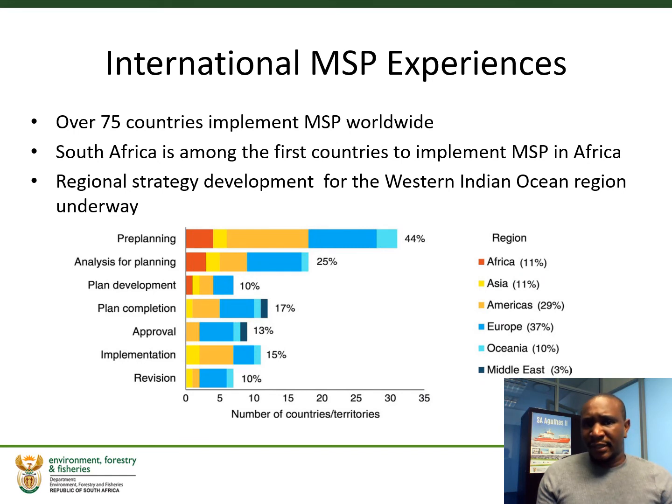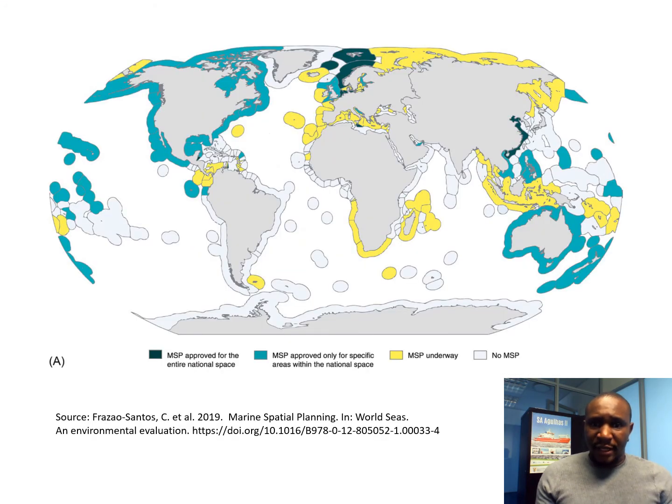So MSP is not only being done in South Africa or in the African continent. There are a number of countries that have started rolling MSP all over the globe, and South Africa was one of the first few countries in the continent to roll out MSP. So this slide is just to show areas across the globe where countries are in different stages of MSP. Some are in the pre-planning, some are in plan development, and some are revising the plans that exist at the moment. So again, here this is to show in a map form areas where MSP have been approved, areas where MSP is being implemented, and areas where there's partial MSP and areas where there's no MSP at all.